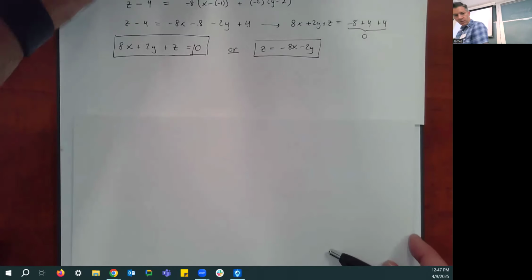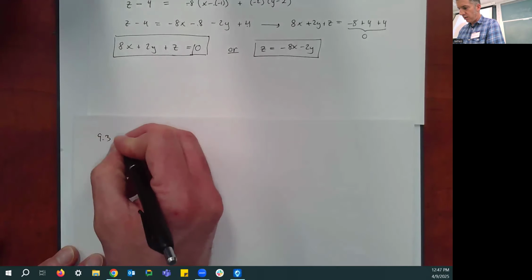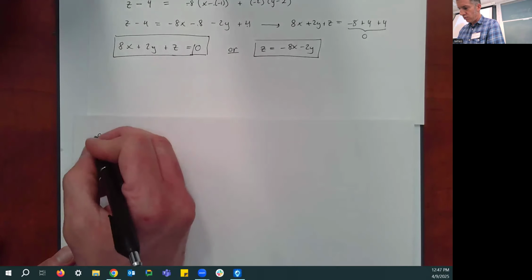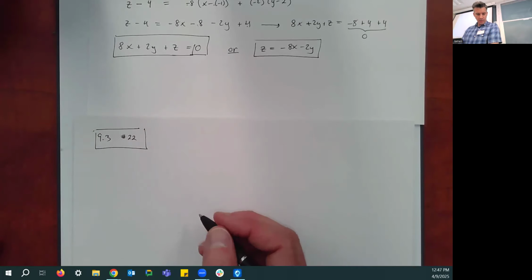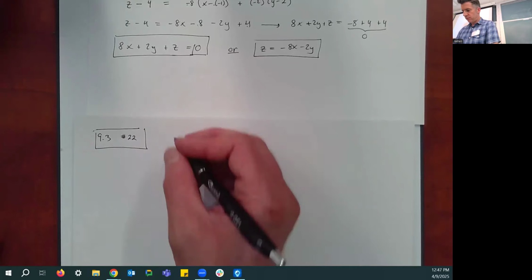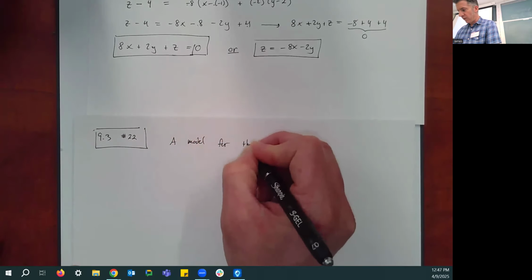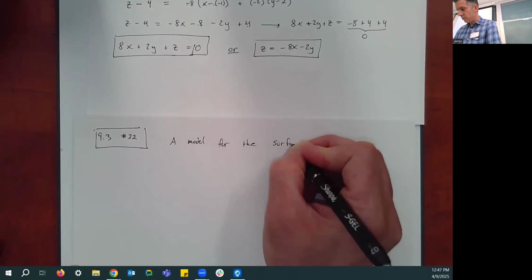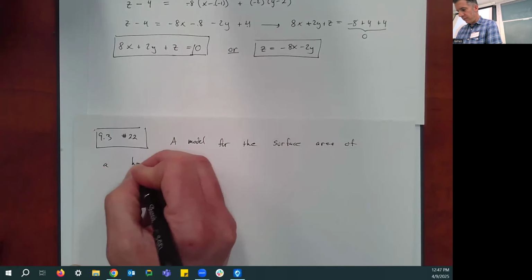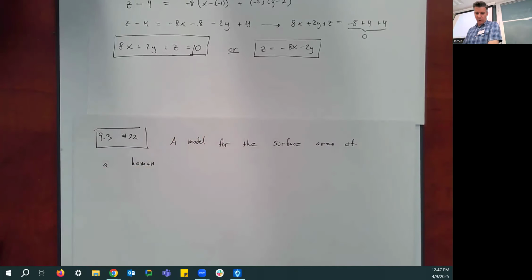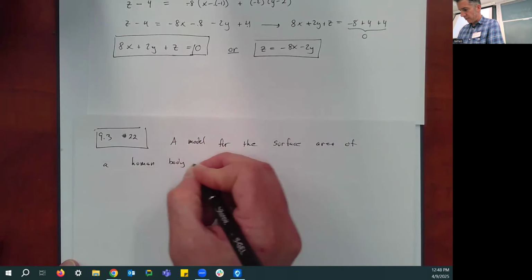So here's what we've got. This is section 9.3, number 22, just so you have a reference point. The problem goes something like this. A model for the surface area of a human. I wonder how people came up with this. I'm curious where this function came from. A human body is given by the following.